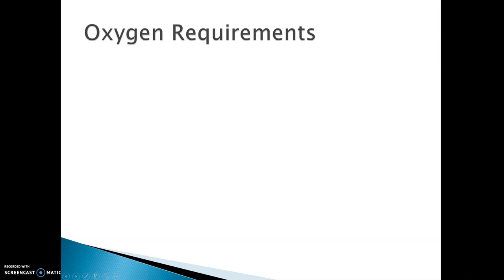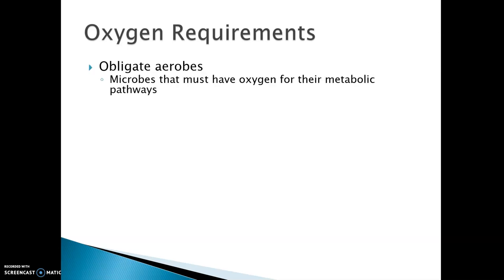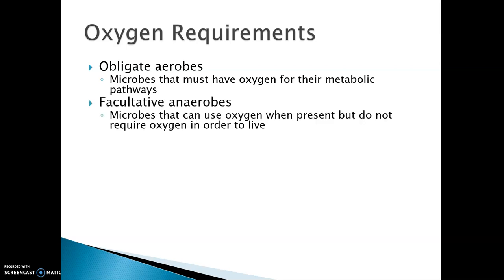All right, so continuing on here with chapter 6, we're going to talk about oxygen requirements. So, the bacteria that are kind of like humans, bacteria that absolutely must have oxygen in order to survive, are called obligate aerobes. Now, there's bacteria that can actually use oxygen when it's present, but they don't require oxygen in order to survive. And they are called facultative anaerobes.